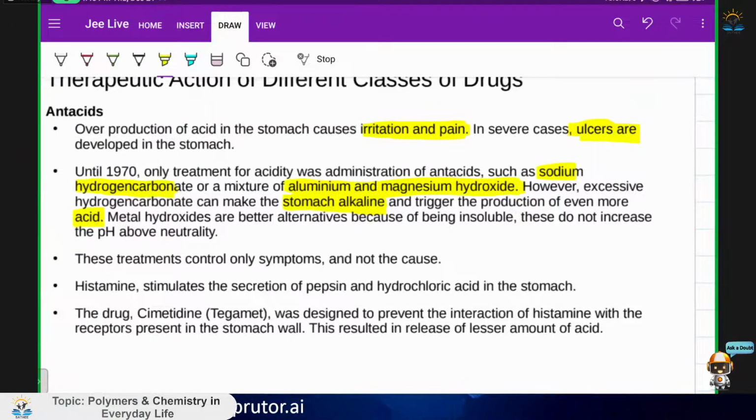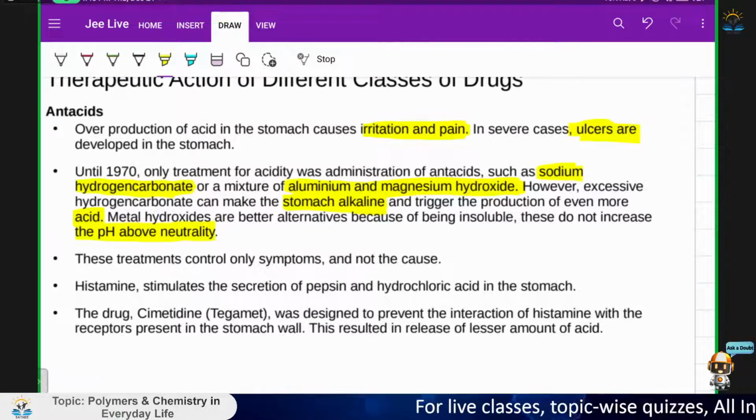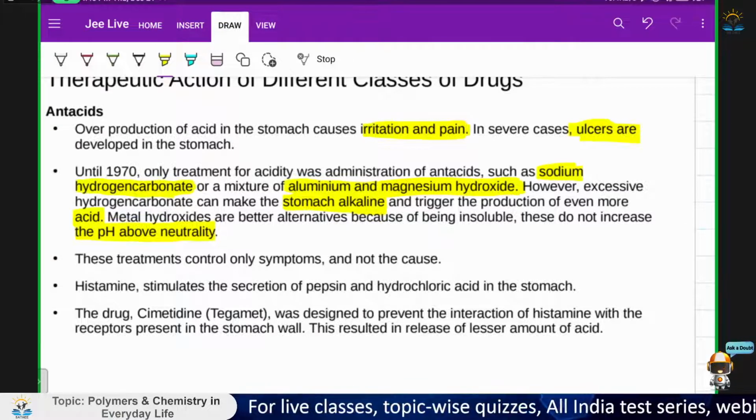Metal hydroxides are better alternatives because what? Metal hydroxide does not increase the pH above neutrality. However, sodium hydrogen carbonate does. So by giving these compounds, what happens? We can only subside the pain for some time, but we cannot treat the root cause, which is the production of more acid in the stomach.